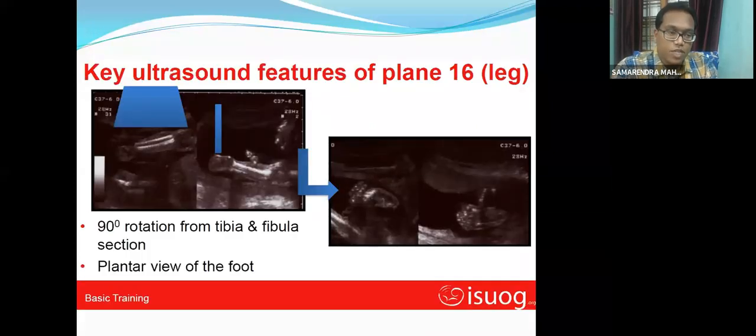So this is an image, the left one showing the probe in the coronal plane of the leg, and if we rotate 90 degrees and slide slightly caudal, we are getting the plantar view of the foot.